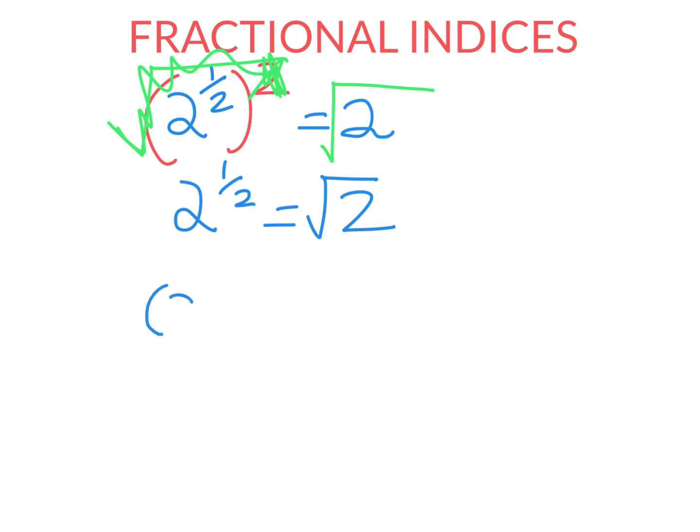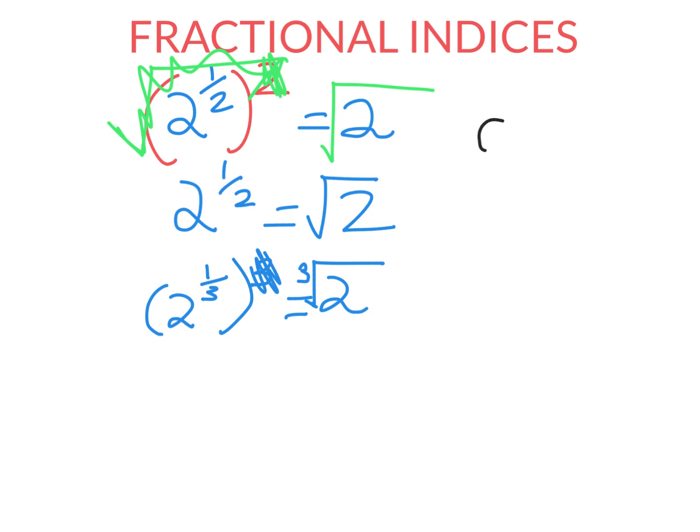So by similar logic, 2 to the power of a third, if I cube that, I also get 2 to the power of 1, or 2. Now I can cube root this side of the equation as long as I cube root that side of the equation. Cube rooting this side of the equation will get rid of the 3. So what I'm going to be left with is 2 to the power of a third equals the cube root of 2. So you're probably seeing a pattern here.